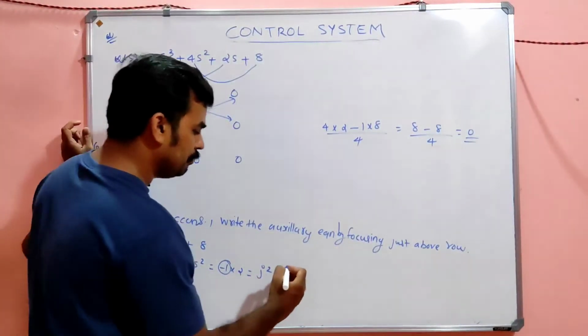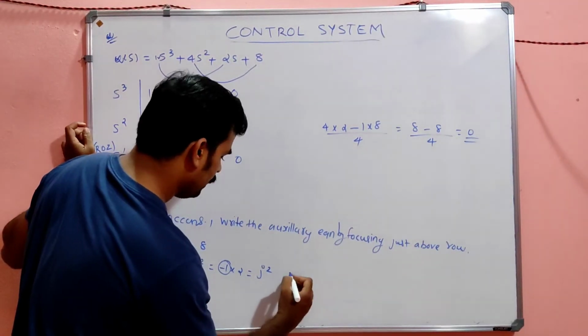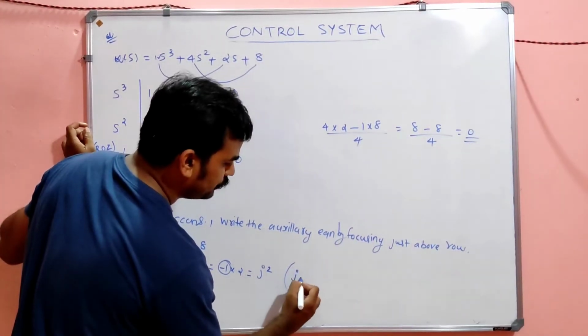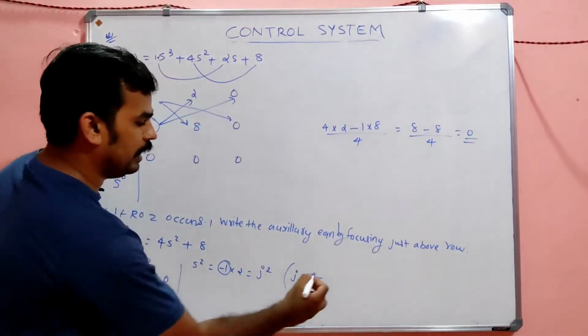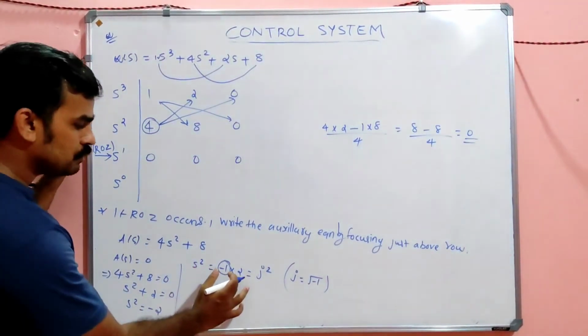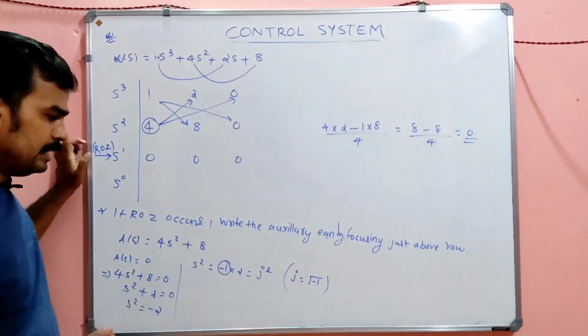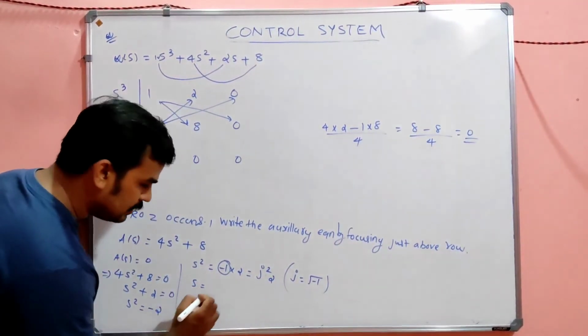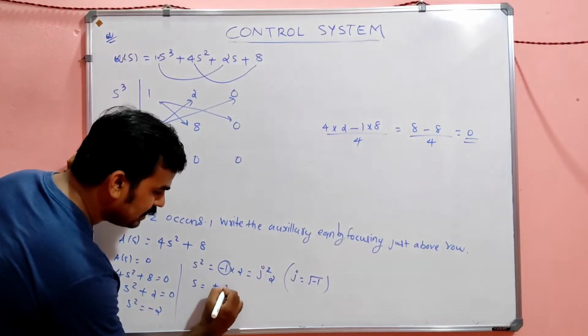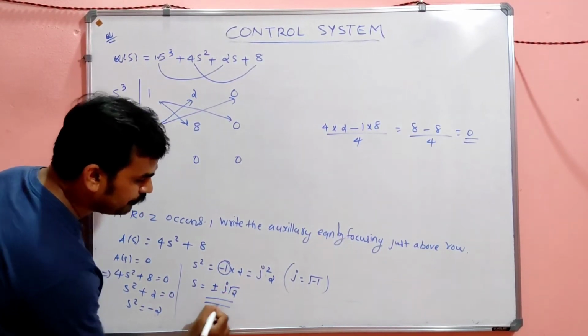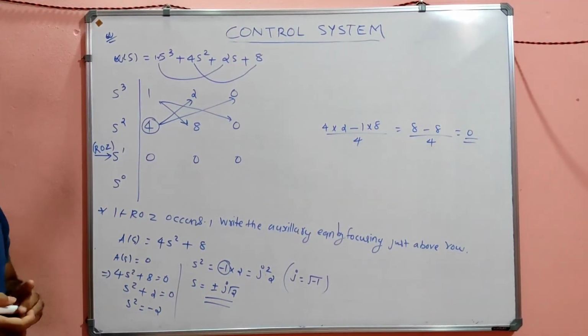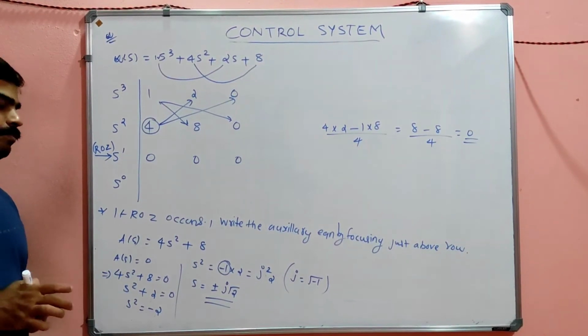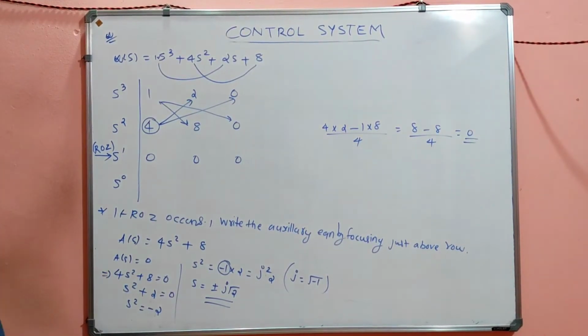Am I right? Because j is equal to root of minus 1. Okay, this is the reason. So minus 1 into 2 I can write simply as j square into 2. So what will be s, my dears? S is nothing but plus or minus j root 2. S will be what, my dears? Plus or minus j root 2. Okay, s is equal to plus or minus j root 2.